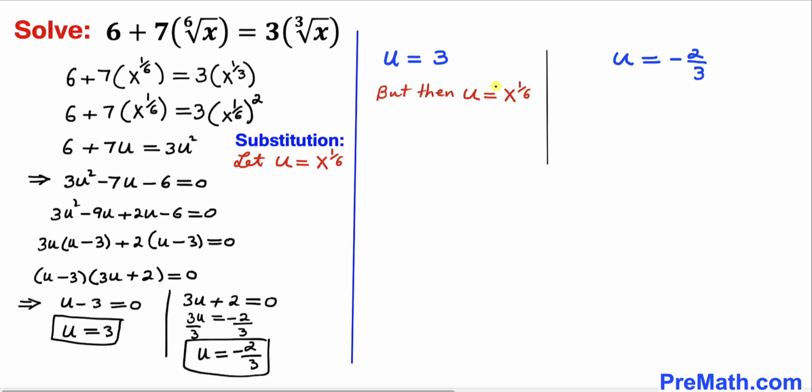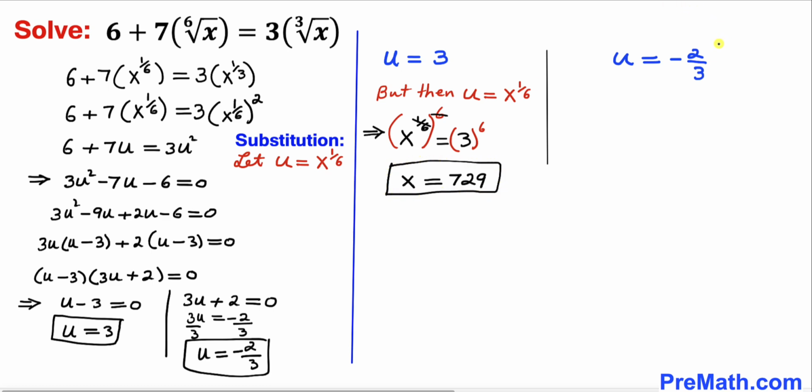But then we know u equals x power 1 over 6. Let's compare these two equations. So we get x power 1 over 6 equals 3. Now let's take power 6 on both sides, and we can see that on the left-hand side, this 6 and 1/6 cancel each other out. So we end up with x equals 3 power 6, which equals 729, and that is one of our solutions.